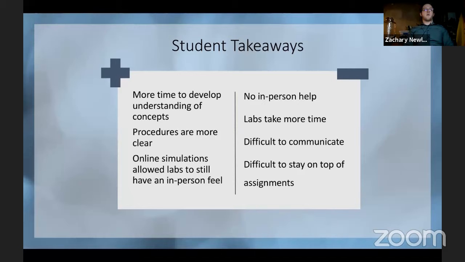Some negative pieces though were that there was no in-person help, obviously, and especially with labs that require software, it made them take much more time in getting everything done correctly. And it was also difficult for them to communicate with their lab groups and their instructors and figure out what needed to get done throughout the term. And then it was also difficult for them to stay on top of assignments, as they felt that the terms are very front-loaded, as instructors just started getting the information out to them and didn't give them a ton of time to catch up.